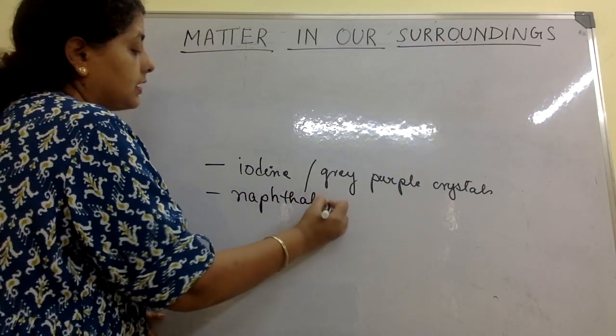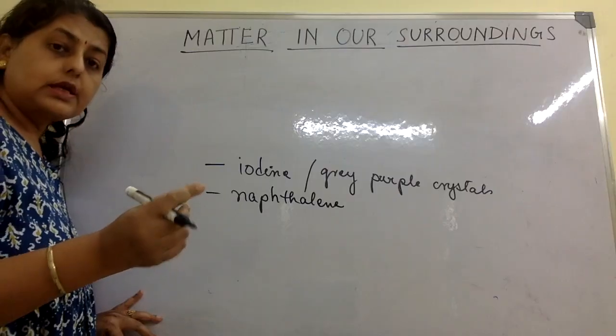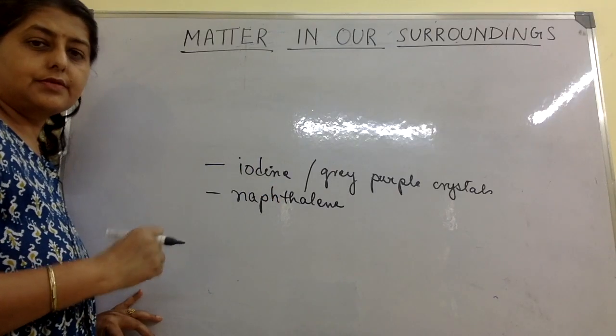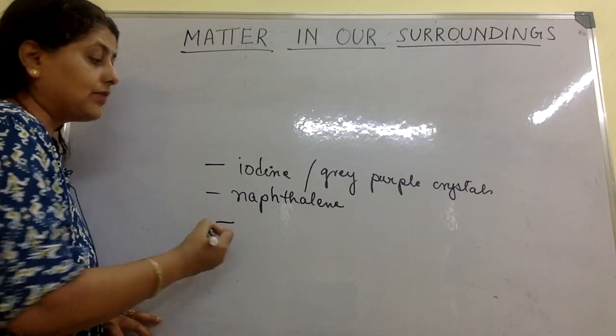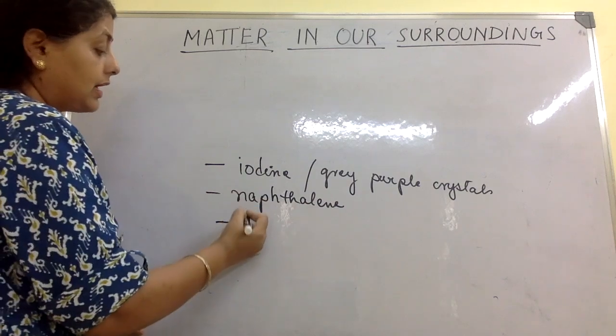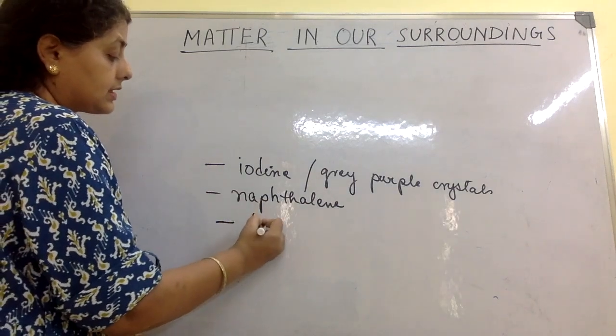Naphthalene. Now naphthalene is white colored balls which you put in your wardrobes to keep away worms. They smell very nice. Okay. Third one is after iodine, you have dry ice.